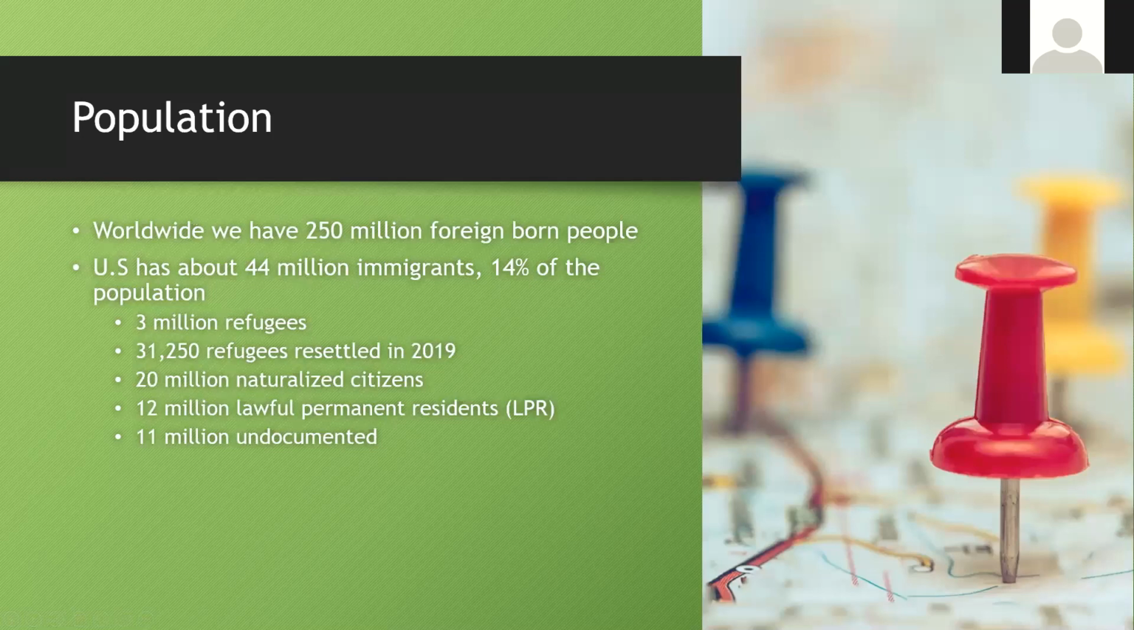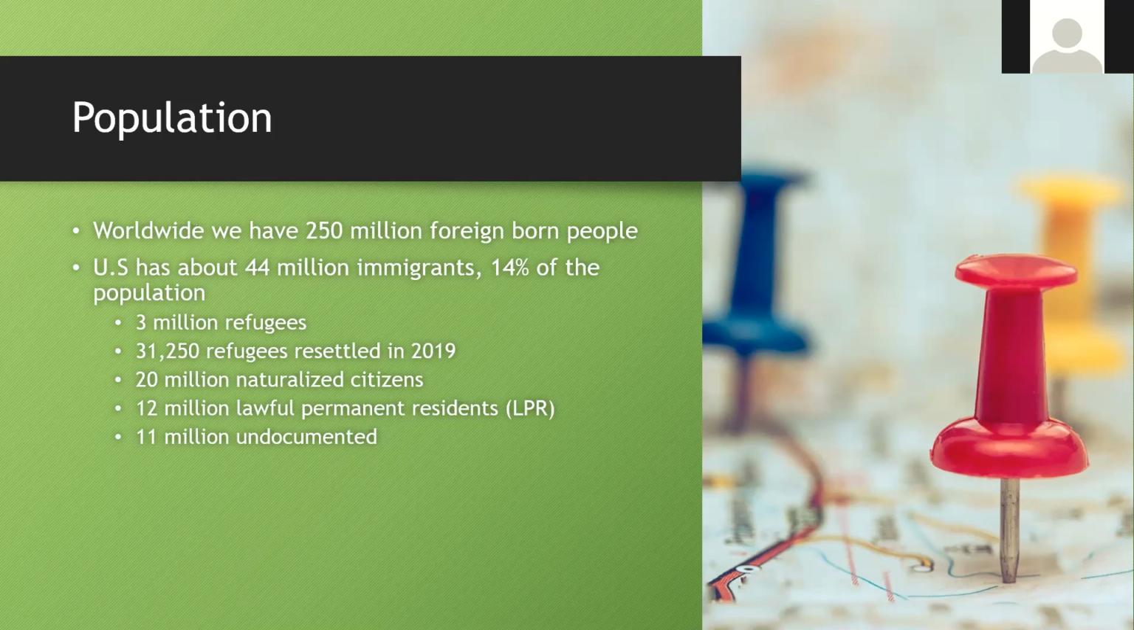Just a brief overview on the population size. Worldwide, there's about 250 million people who are considered foreign born, meaning that they live outside of their home country or their birthplace. And in the United States, this makes up about 14% of the overall population. About 20 million are naturalized citizens, 12 million are legal permanent residents, and 11 million are undocumented.